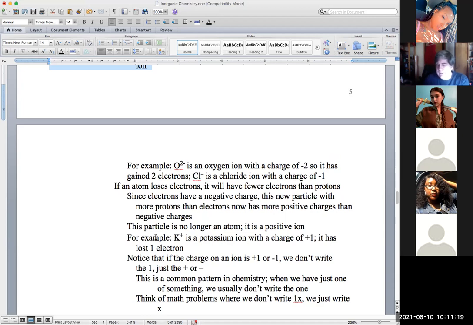Cl is chlorine. And when chlorine forms an ion, it forms an ion with a -1 charge. Notice we don't write a 1 here. Just like in math, if you have an equation that says x equals 6, we don't write down 1x equals 6, we just say x equals 6. The same thing in chemistry. If the charge is -1, we just say minus, and we understand that there's a 1 there.